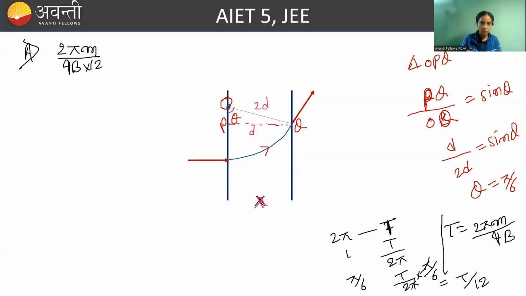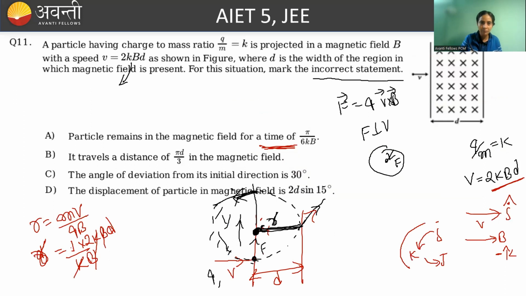Sorry, q by m is equal to K. Okay, so here what will you write? q by m is equal to K. So this is equal to how much? 2 pi by, and cut the 2. So it will get cut by 6 times. So pi by KB 6, something like that. So the answer here is given, pi by 6 KB. So this seems correct. We have to pick the incorrect statement, so this is correct actually.